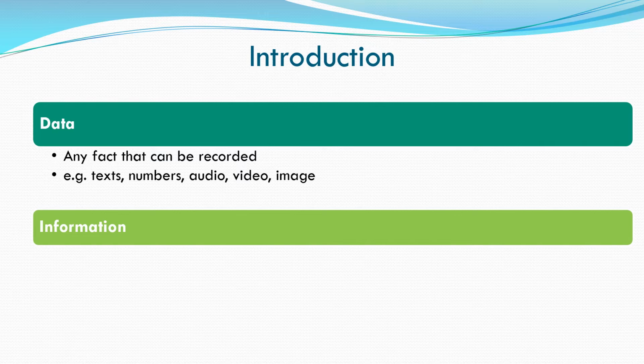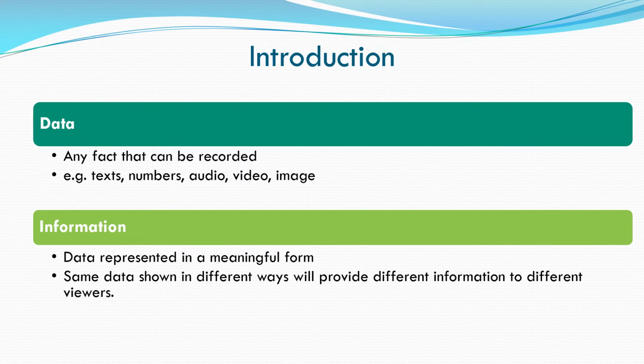Next is information. Data represented in a meaningful form is information. Same data shown in a different way will provide different information to different viewers. So the core of any information system is data, which is to be transformed into information through data modeling.